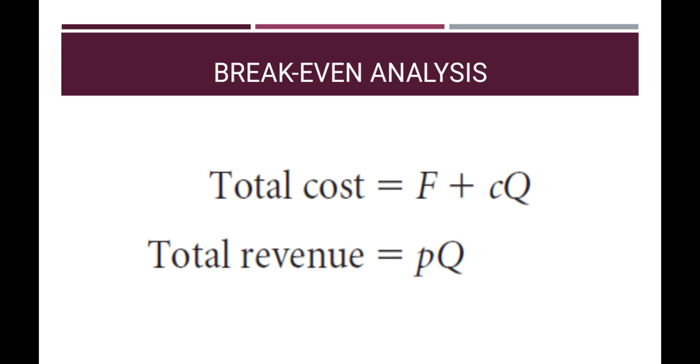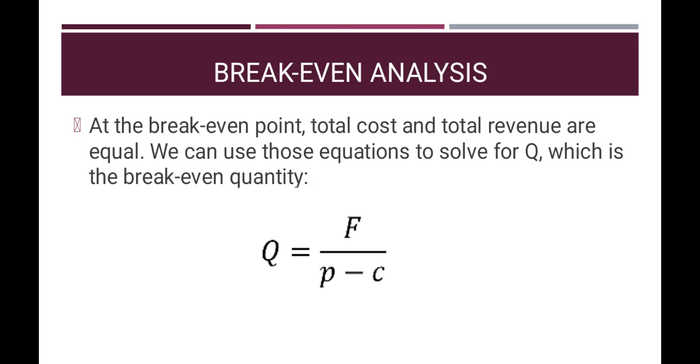Let's briefly review the break-even equations. Wherein F is the fixed cost, C is the variable cost per unit, Q is the number of units sold, and P is the price per unit. At the break-even point, total cost and total revenue are equal. We can use those equations to solve for Q, or the number of units sold, which is the break-even quantity.